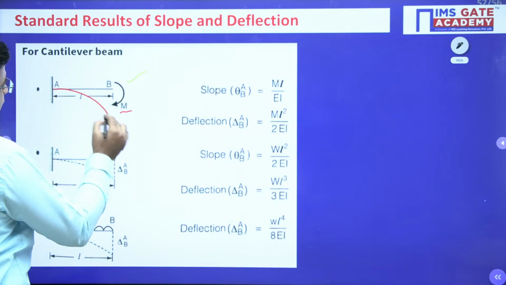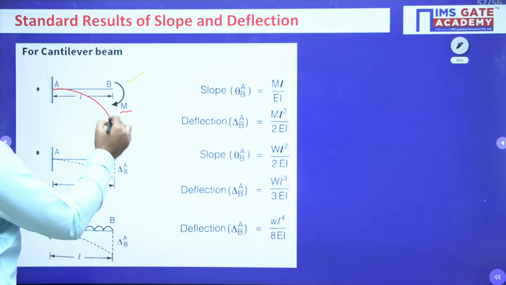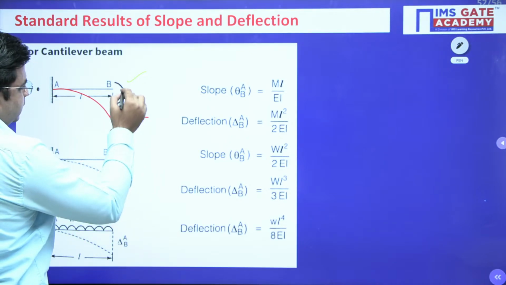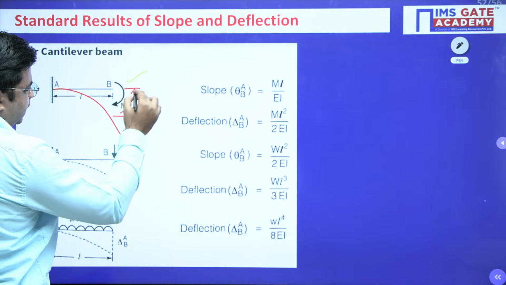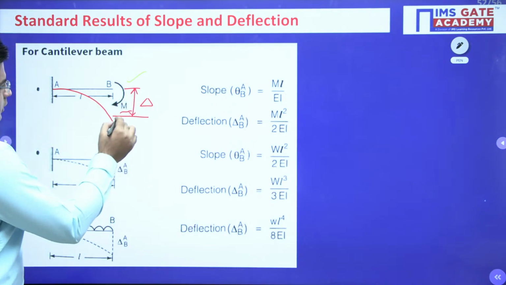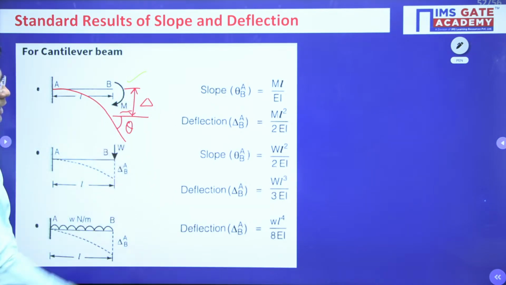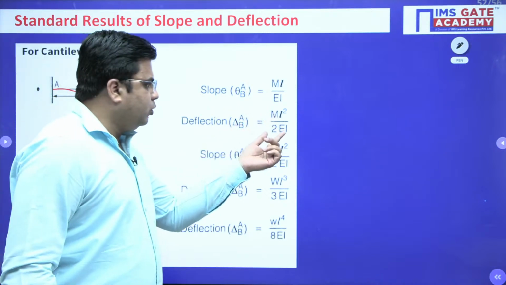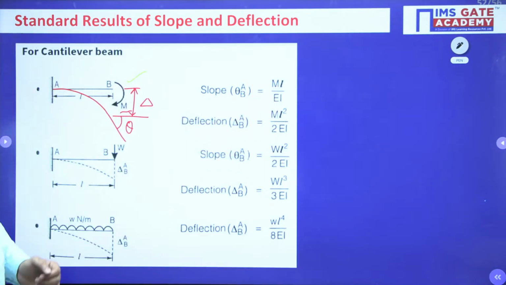This beam is going to deflect like this. So this theta that is formed, this delta that is there, this delta is the deflection, deformation, and this theta is there, right? So delta is ML square upon 2 EI and this theta is ML upon EI.